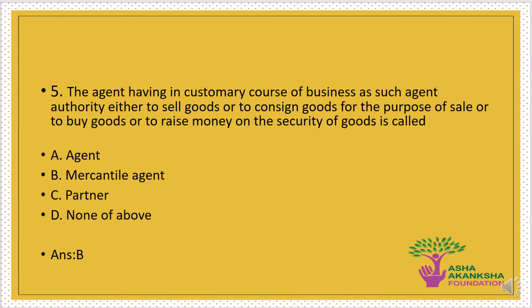The next question is, an agent having in the customary course of business as such agent authority either to sell goods or to consign goods for the purpose of sale or to buy goods or to raise money on the security of goods is called which of the following? Options are A, agent, B, mercantile agent, C, partner, or D, none of the above. The correct answer is option B, that is, such a person is known as a mercantile agent.